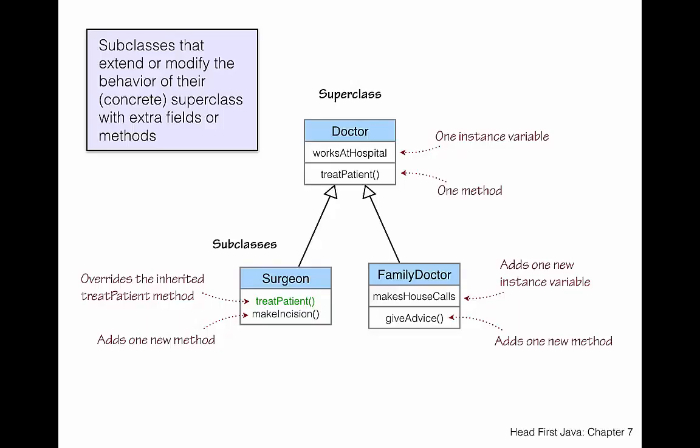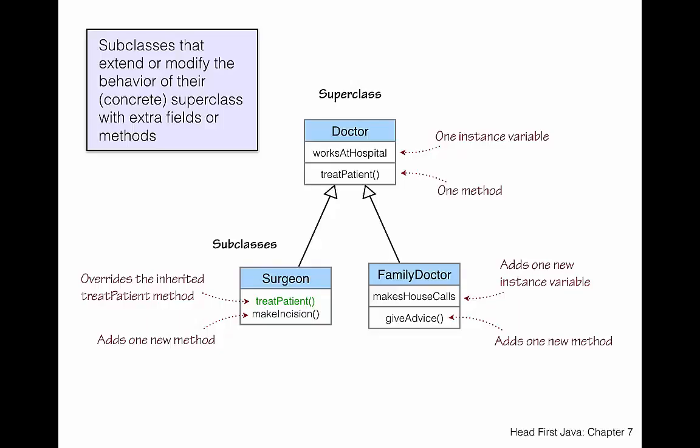And if I give you 5 seconds, can you tell me how many fields and how many methods a surgeon object has? 5 seconds starting from now. Okay, a surgeon object has one field, the one it inherits from doctor, and it has two methods, the one it overrides and the one it adds.